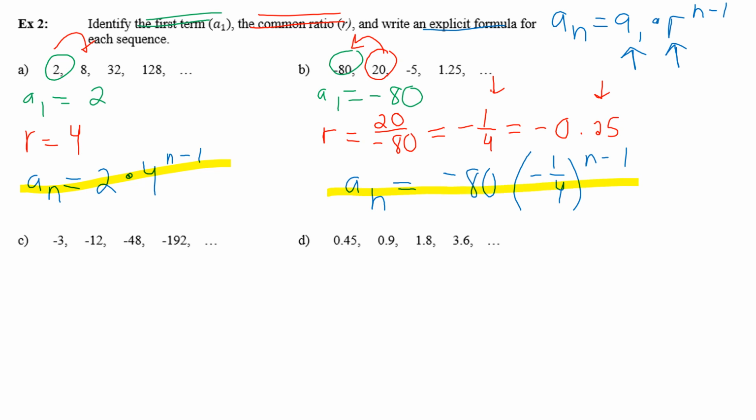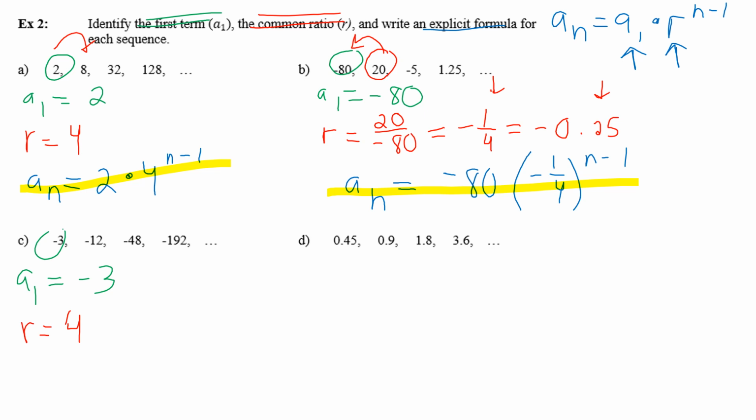Okay, moving on to C. C, again, identify the first term. A1 is equal to negative 3. R, your common ratio, what you're multiplying by. In this case, I know how to go from 3 to 12. 3 times 4 is 12, so it's times 4. In case you're thinking, well, how do I know if it's not negative? If you took negative 3 times a negative 4, that would give you a positive 12. So that lets us know that we actually want to keep it as a positive 4.